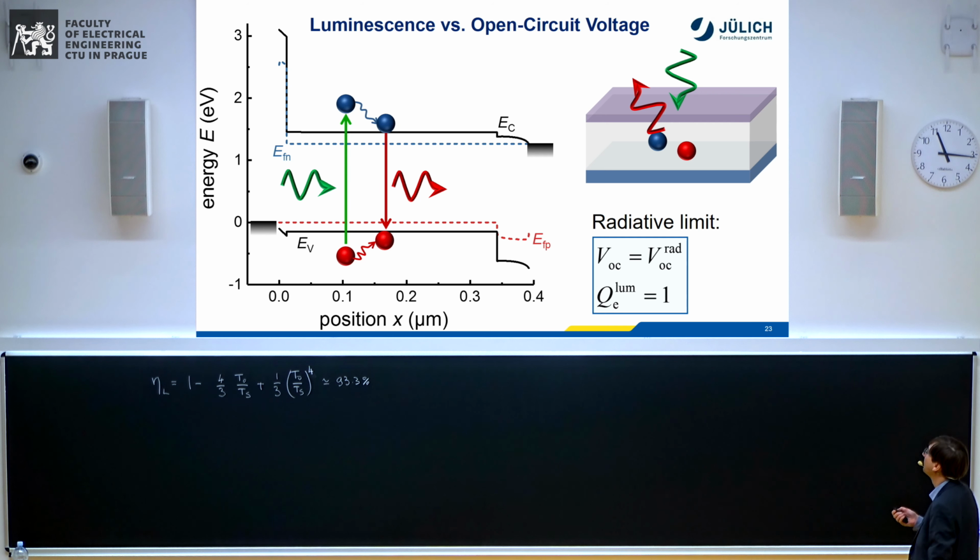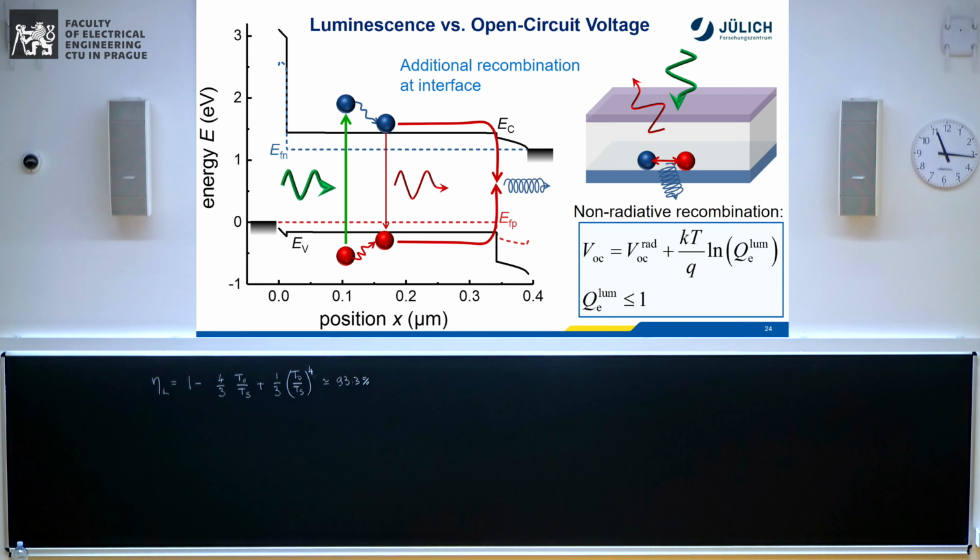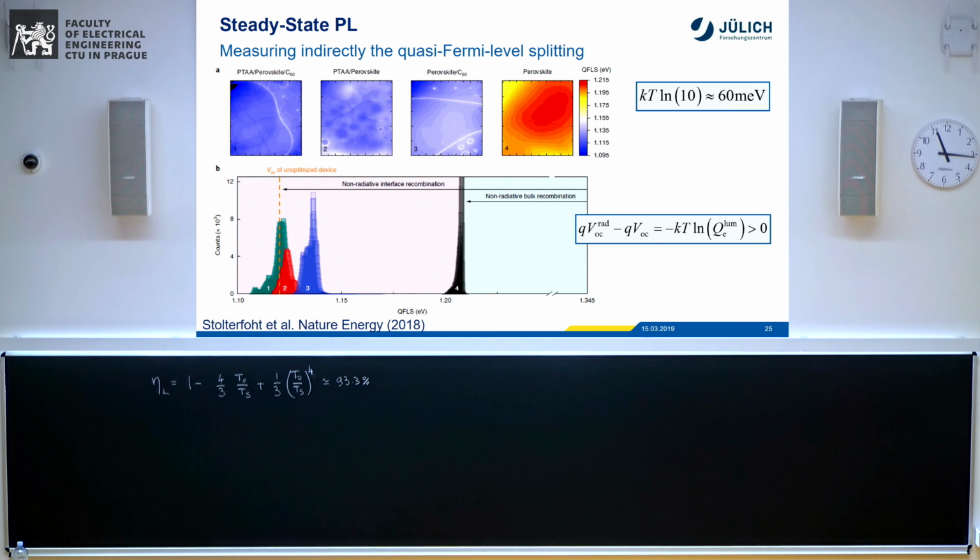So if we were in the radiative limit, then the external luminescence quantum efficiency would be 1. And if we are not in the radiative limit, then every order of magnitude we are losing in luminescence quantum efficiency will lead to 60 millivolts loss in open circuit voltage. And this loss can be due to surface recombination or due to bulk recombination.